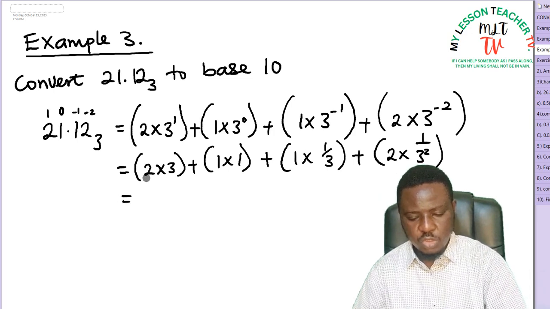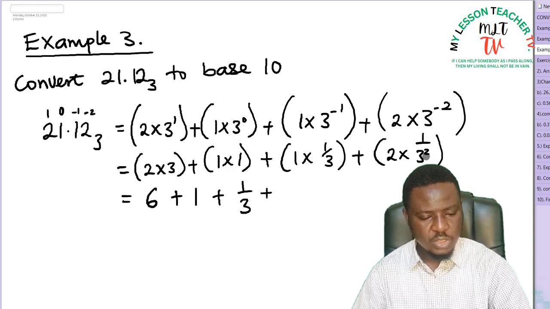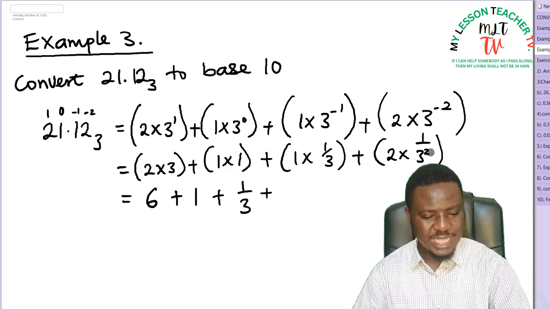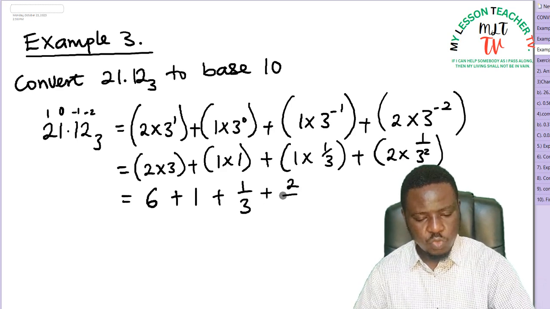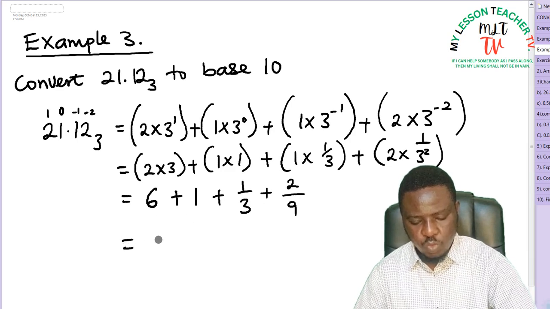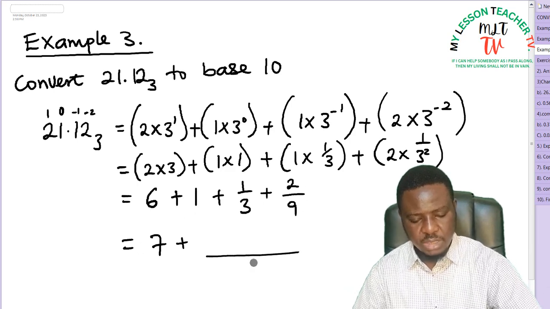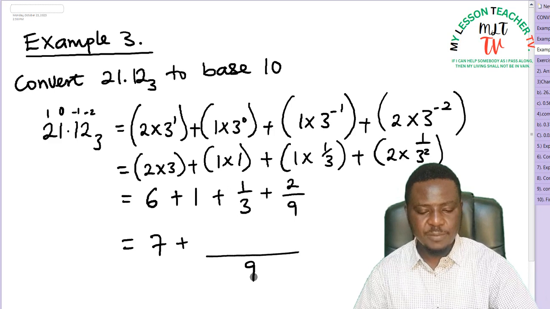This gives us 2 times 3 is 6 plus 1 times 1 is 1 plus 1 times 1 over 3 is 1 over 3 plus, this is 3 squared. 3 squared is 9. That is 1 over 9. 1 over 9 times 2 is 2 over 9. Summing this, 6 plus 1 is 7 plus, find the LCM of 3 and 9. I'm adding the fractional part. This gives us LCM is 9.